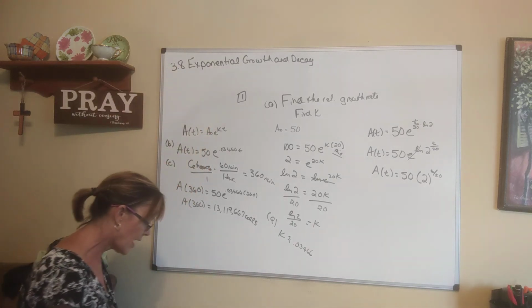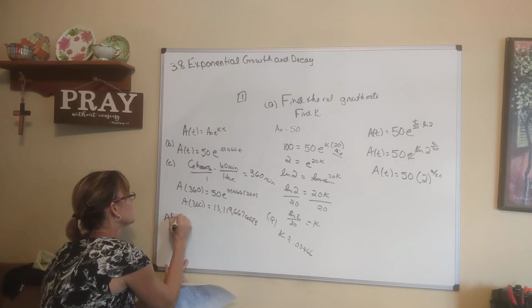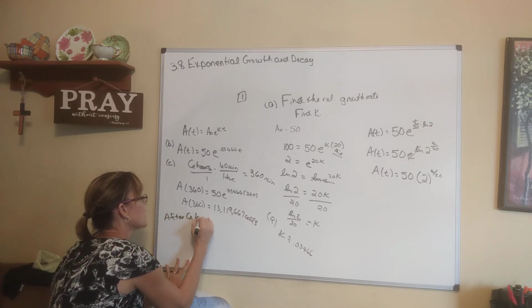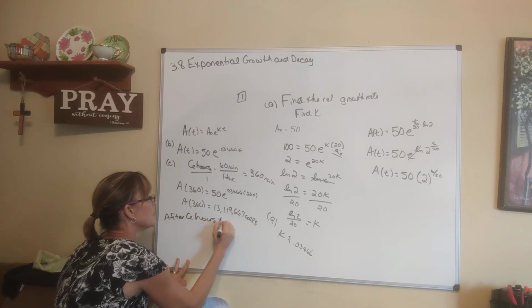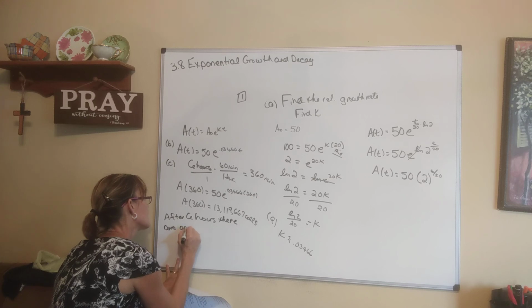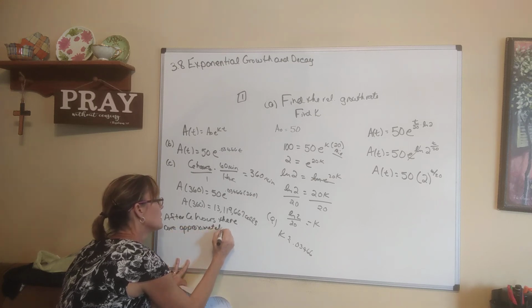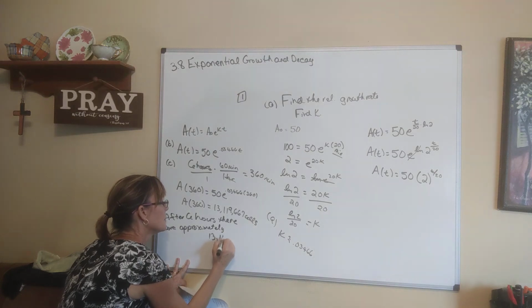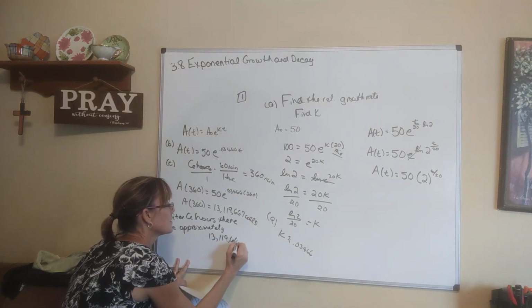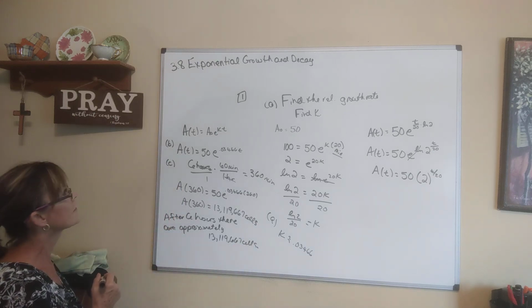Part C said, find the number of cells after 6 hours. We can say after 6 hours, there are approximately 13,119,667 cells. All right, that's the sentence I would write for part C.